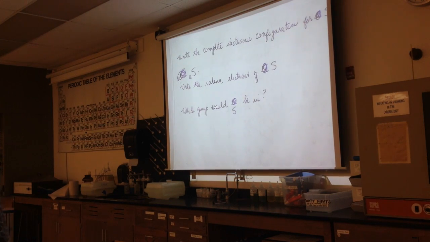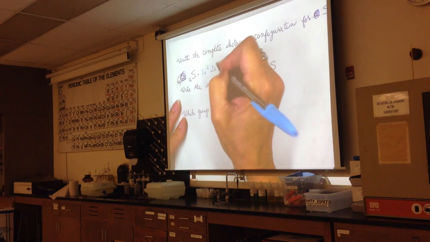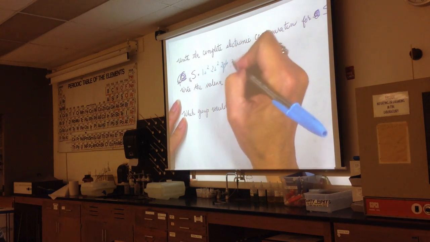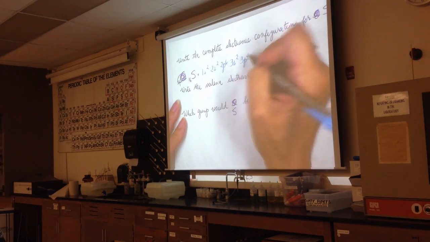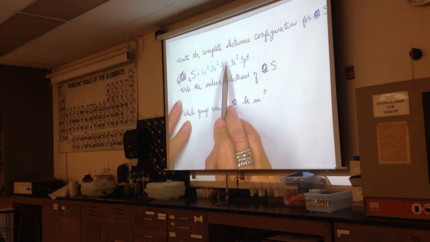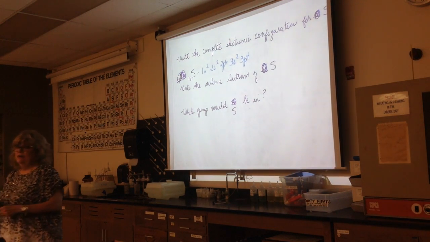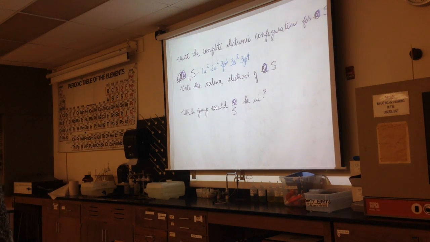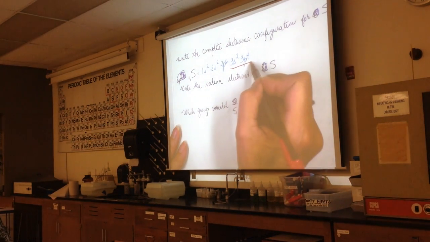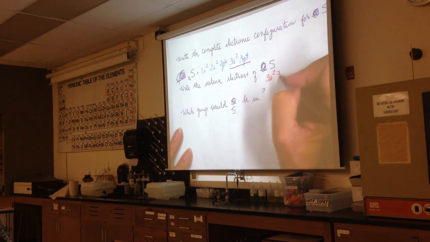All right, so let's do sulfur fast, help me out. 1s2, 2s2, 2p6, 3s2, 3p4. 2, 4, 10, 12, 16. So 3s2, 3p4. If they ask you to draw the valence electrons for sulfur, this one should be too easy, right? So it's 3s2, 3p4.